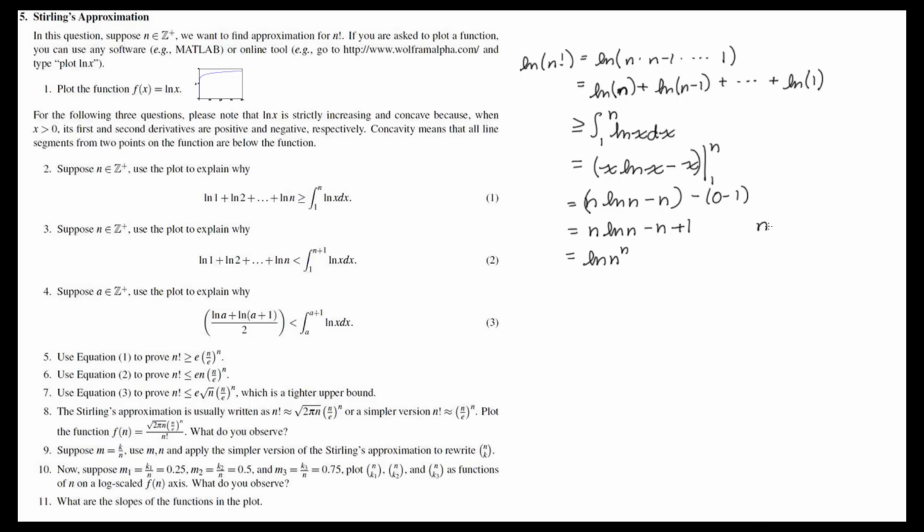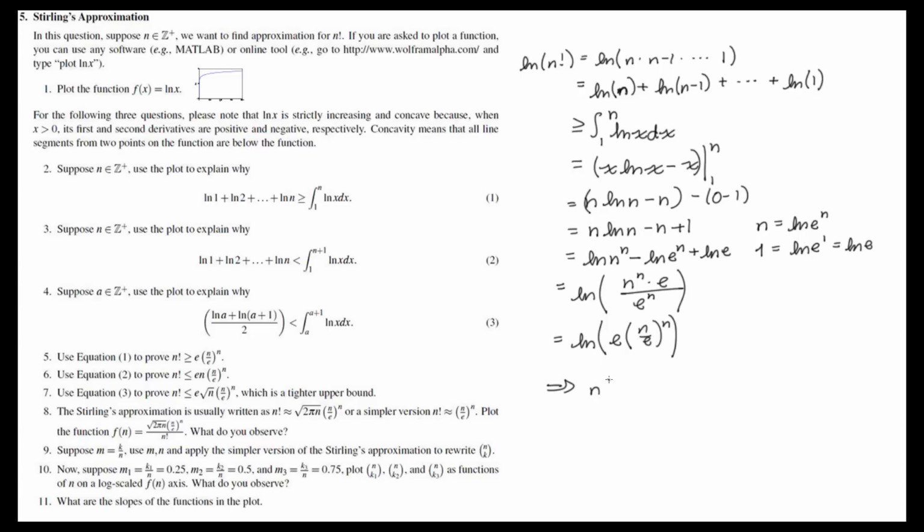We can also write n as the natural log of e to the n, which may seem a little bit weird, but the natural log cancels out the e and you just get n. And we can similarly write 1 is equal to the natural log of e to the 1, which is just the natural log of e. So then substituting these in here, we get this is minus natural log of e to the n plus the natural log of e. Now using log properties again, we get that this is equal to the natural log of n to the n times e over e to the n, which is equal to the natural log of e times n over e to the n. So therefore, n factorial is greater than or equal to e times n over e to the n.